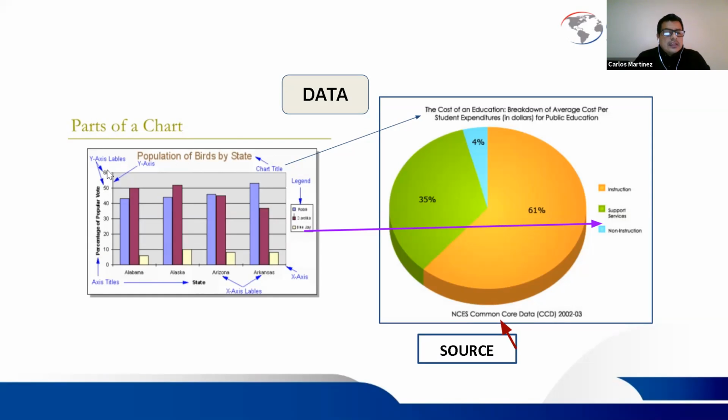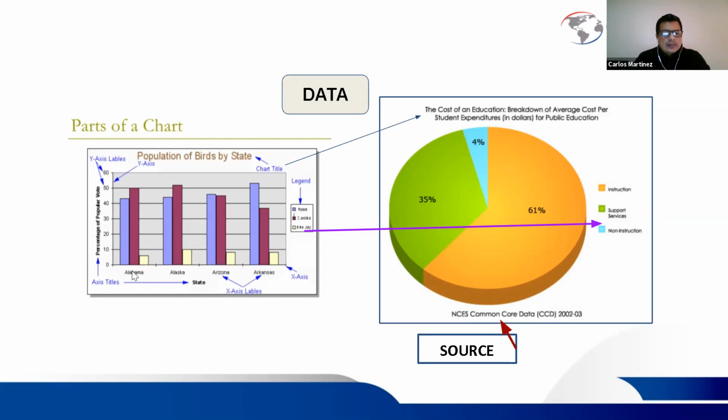Okay, and then the axis labels are what each line or dot represents. In this case, for example, it says the percentage of popular votes. So the axis label says, okay, this is 0%, 10%, 20%, 30%, 40, 50, and 60%. And then we have the x-axis labels, which is, for example, this area represents Alabama, this area represents Alaska, this area represents Arizona, and this area represents Arkansas.